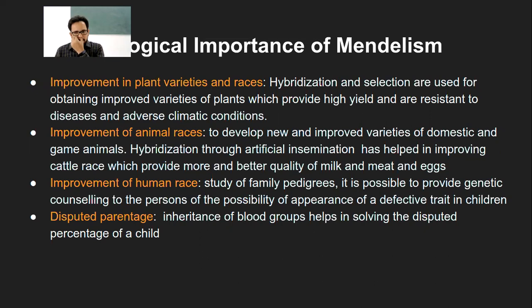Similarly, in the case of animal races, specifically game animals like horses or camels, a physically good looking horse or camel is allowed to mate with a similar type of female, male and female, right? And then whatever offspring is generated is supposed to have improved characteristics. And this is not done just once.